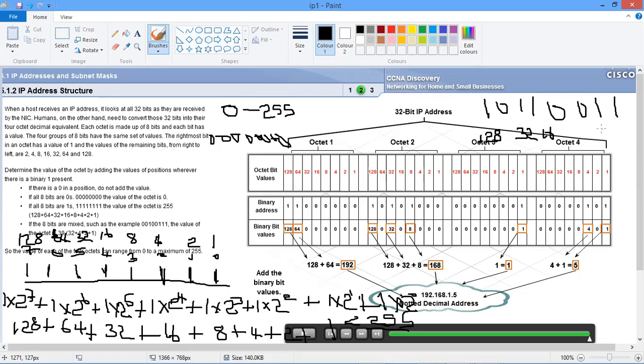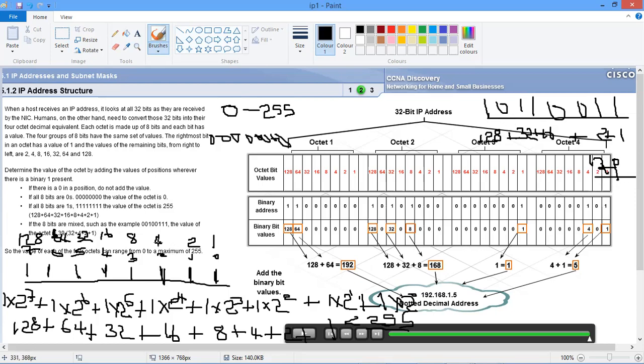This one is supposed to be 2. Here is supposed to be 1. So if you add it together, I'm just giving you a shortcut. If you add everything together, it's going to be 128 plus 32, 160 plus 16, 176 plus 2, 178 plus 1, 179. So this guy, I've converted it to 179.